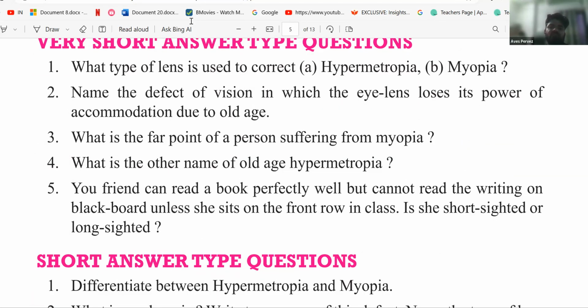What type of lens is used to correct hypermetropia and myopia? Convex is used for hypermetropia and concave for myopia. Name the defect of vision in which the eye loses its power of accommodation due to old age. That is called presbyopia. Next: what is the far point of an eye suffering from myopia?